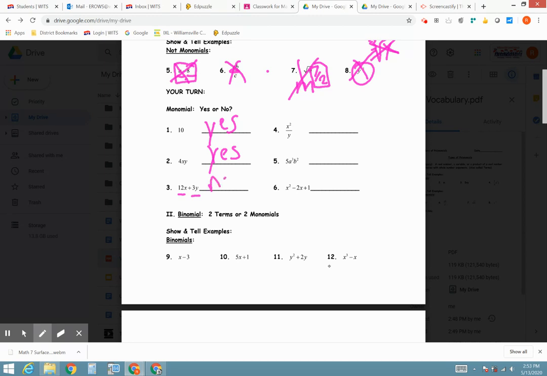It's actually something that we're going to learn in this next line. This is a no because it's not a product. It's division with the variable. This is a yes. And this is a no because I see 1, 2, 3 terms. And we're going to learn about that in a second as well.